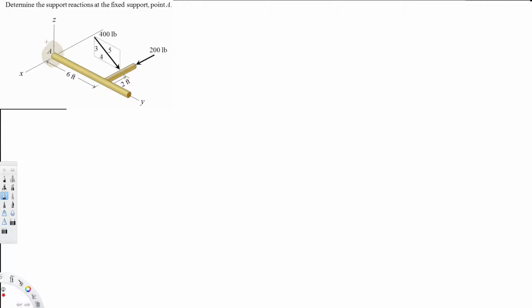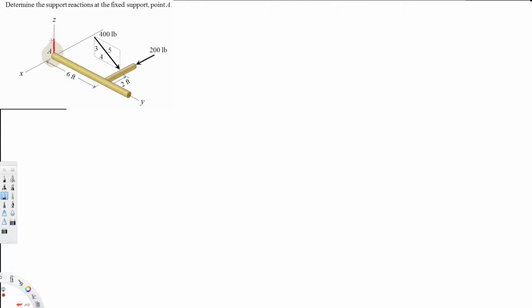Let's do this problem by the scalar method. The question is asking us to determine the support reactions at the fixed support point A. So let's see how we can do this using the scalar method. To do that, first I point out the forces here.